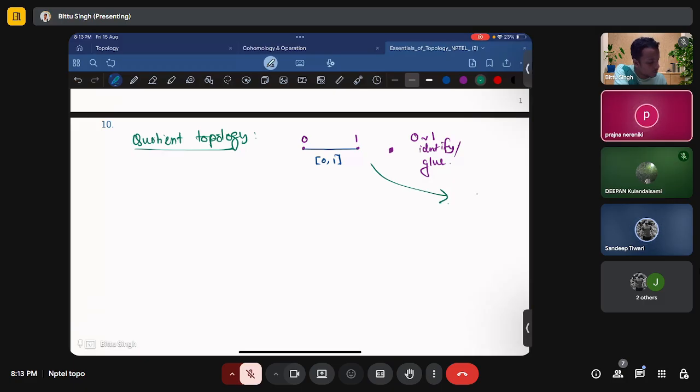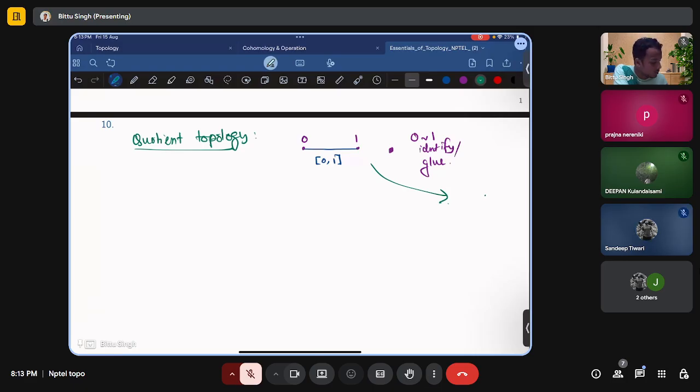Sir, can you explain what exactly? A closed loop. It will become something like this. There will be something here and something like this, right?